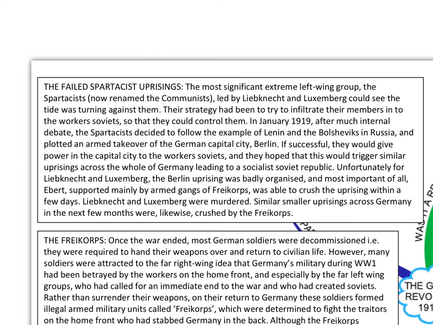Luxemburg and Liebknecht, the leaders of the Spartacists, sensing that they were losing control, decided to try to push the agenda forward, and so they made a poorly organised attempt to seize power in Berlin, following the example of what Lenin and the radical left had done in Russia a year earlier when they had seized power of the capital of Russia and turned Russia into a communist state.